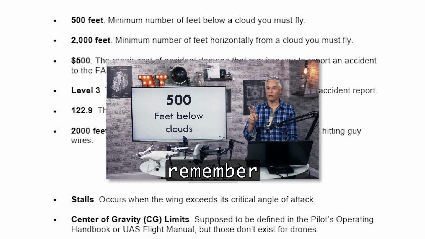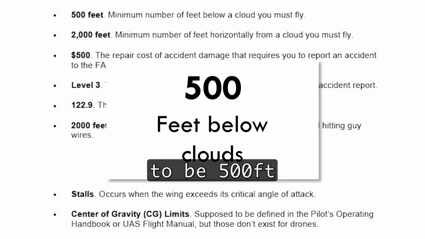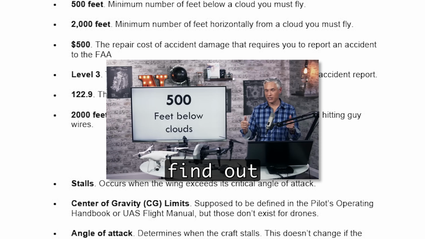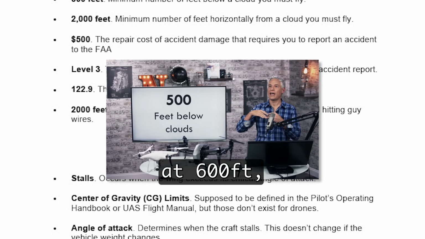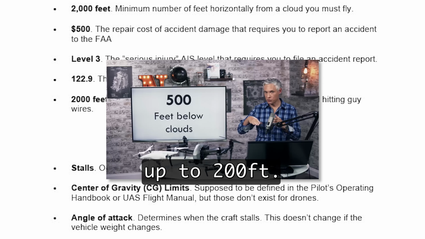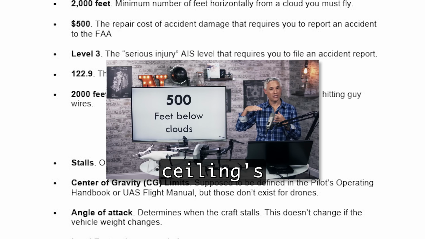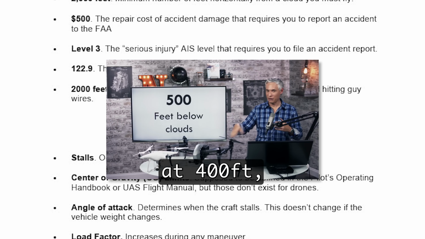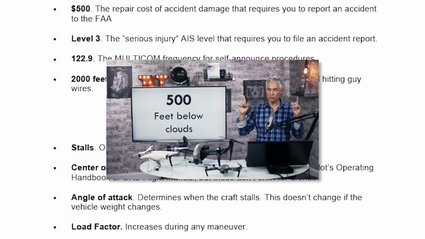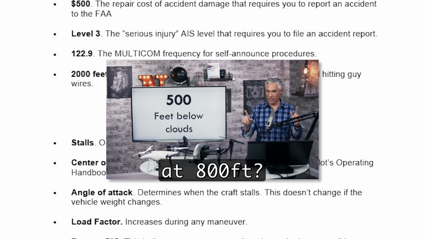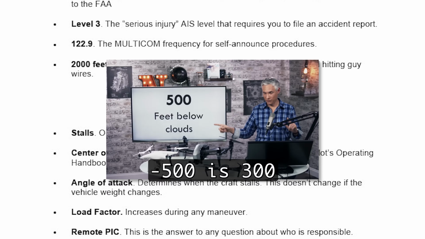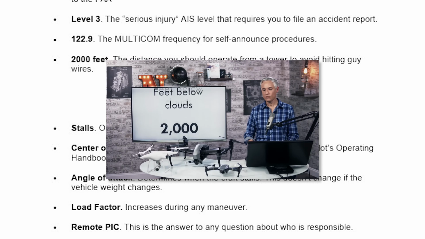A couple of the numbers you need to remember are 500s. You need to be 500 feet below the clouds. So if you look at your weather report and you find out that the cloud ceiling is at 600 feet, that means you'll only be able to fly up to 200 feet. If the cloud ceiling's at 1,000 feet, well, you're still at 400 feet because you can't fly over 400 feet anyway. So what if the cloud ceiling's at 800 feet? How high do you think you could fly? 800 minus 500 is 300.